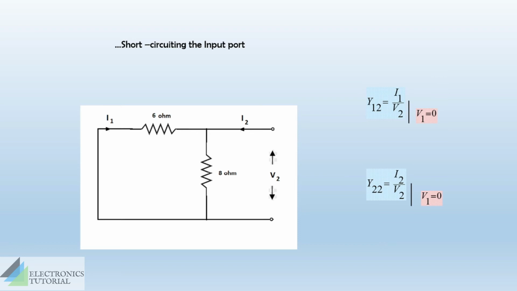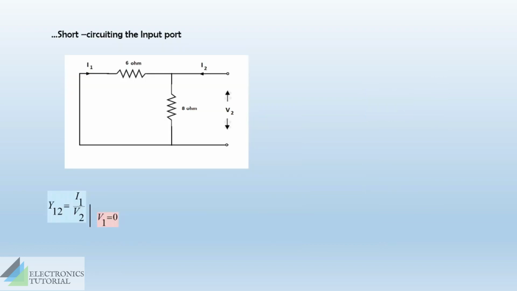The two parameters that we obtain from this condition is Y12 and Y22. We'll consider the first case Y12. The numerator is I1 and the denominator is V2. We'll try to change this V2 value. V2 is seen here. V2 is seen in the same terminal position as that of 8 ohm. So, we can term V2 as the potential difference across the resistor 8 ohm. The potential across 8 ohm resistor can be found as I into R. That means the current through 8 ohm into 8 ohm resistance.